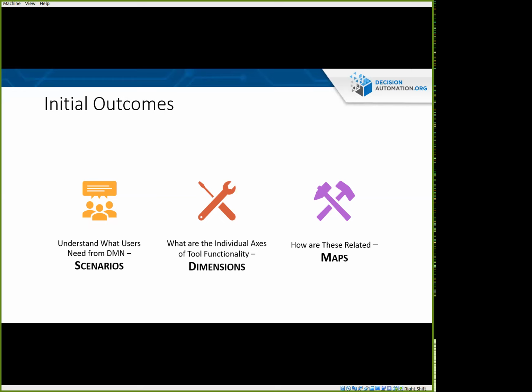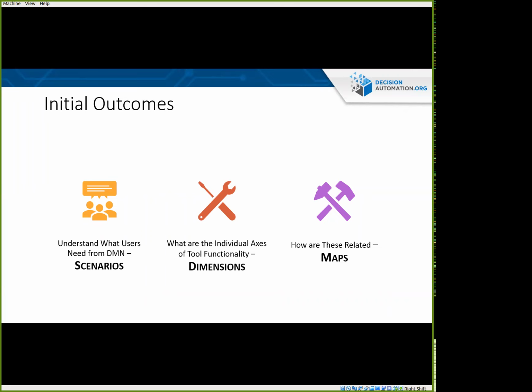Next, there are the definition of the individual axes of tool functionality. So we need to tease apart all of the things that modeling tools should and can do and represent them as independent axes on a graph, if you like. And we call these dimensions. And lastly, we're going to look at how dimensions and scenarios are related. For a given user scenario, for a given business scenario of use of DMN, what progression in each of the dimensions is required.